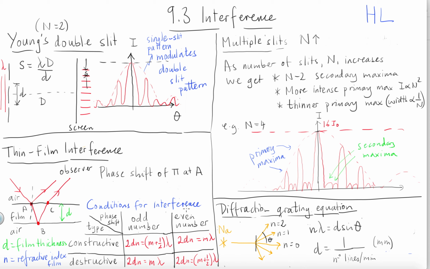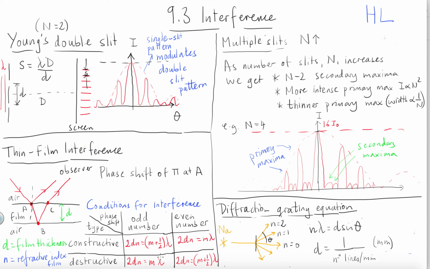If we've had an odd number of phase shifts, i.e. in this case we've had only 1 pi phase shift, the condition for constructive interference is 2dn equals (m plus a half) lambda, where d is the thickness of the film and n, little n, is the refractive index of the film. However, the condition for destructive interference becomes 2dn equals m lambda.